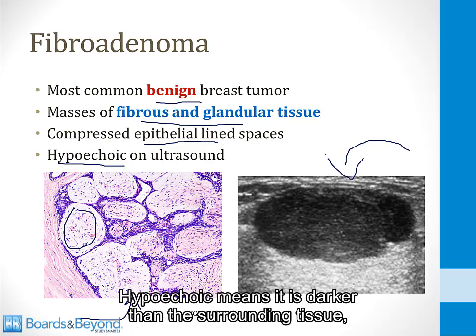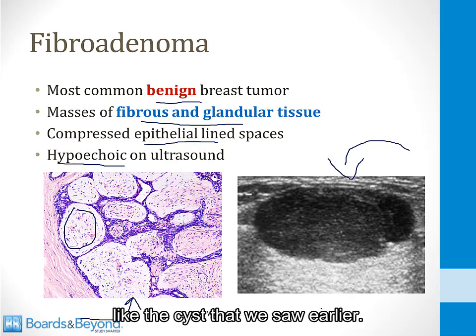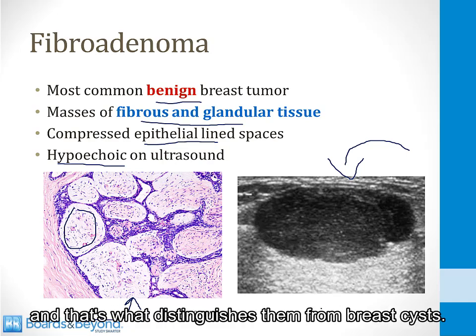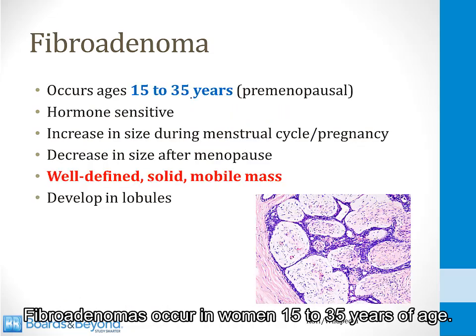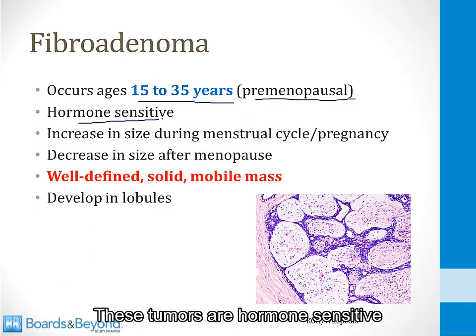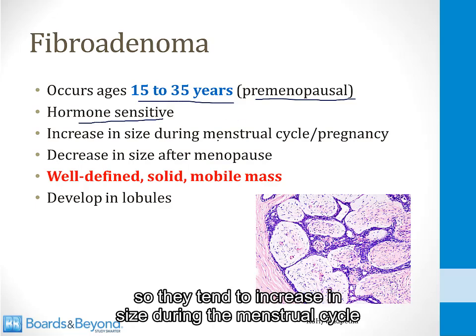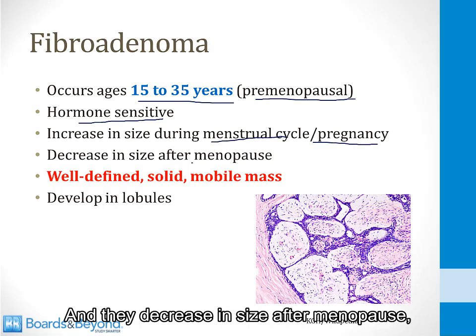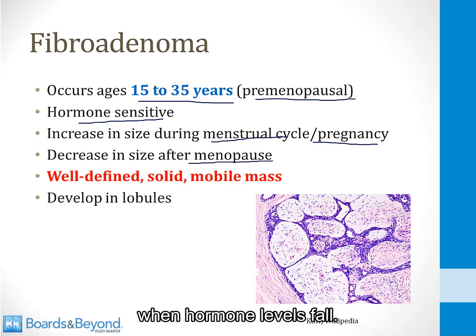Hypoechoic means it is darker than the surrounding tissue, but note that it's not completely black like the cyst that we saw earlier. Fibroadenomas have a dark gray color to them, and that's what distinguishes them from breast cysts. Fibroadenomas occur in women 15 to 35 years of age, so usually premenopausal women. These tumors are hormone sensitive, so they tend to increase in size during the menstrual cycle and also during pregnancy, and they decrease in size after menopause when hormone levels fall.